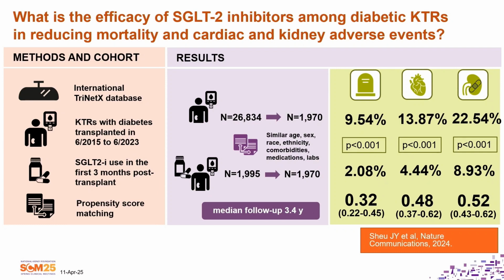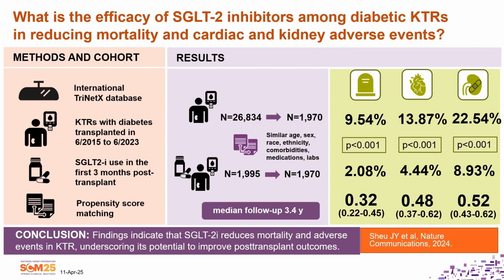And the outcomes were mortality, a composite outcome of major adverse cardiac events, and a composite of major adverse kidney events. And as you can see here again, in the SGLT2 inhibitor arm, there's significantly lower rates of mortality, MACE and MAKE, and that stood at the adjusted analysis. You see here the pretty impressive reduction in risk. So the conclusion of this study is that findings indicate that SGLT2 inhibitor reduces mortality and adverse events in KTR, underscoring its potential to improve post-transplant outcomes.